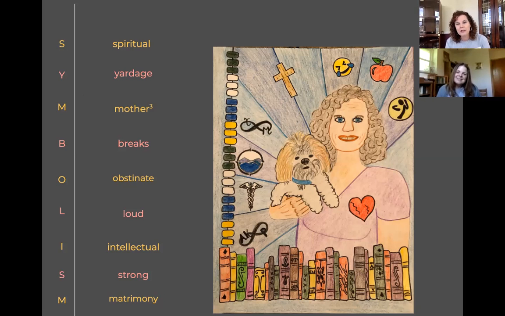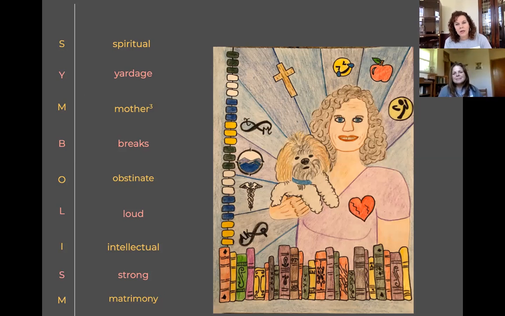L is for loud because anyone that spends any amount of time with me knows that about me. And they will learn that very quickly about me, that I'm so loud. I is for intellectual because of my love for books and learning. And I also love to teach others and help them learn. So I'm just constantly learning new things, whether I'm in formal school or not. I'm always learning something new, and I never quit learning.